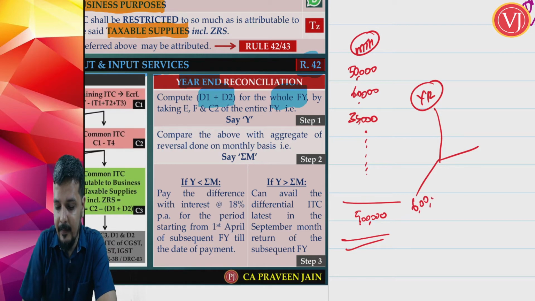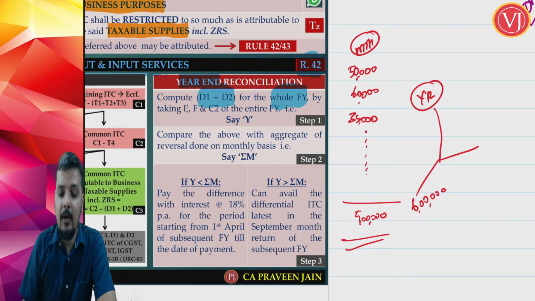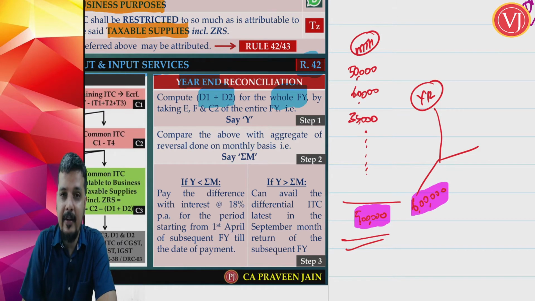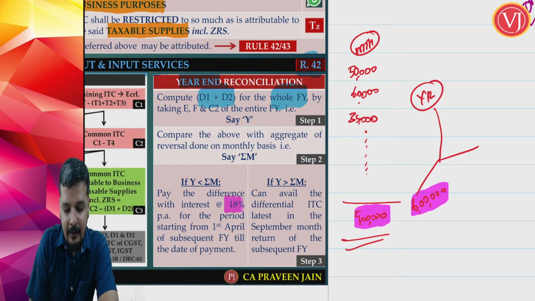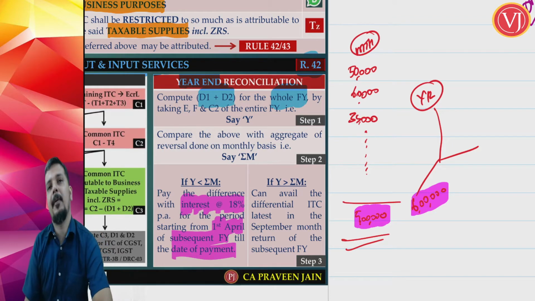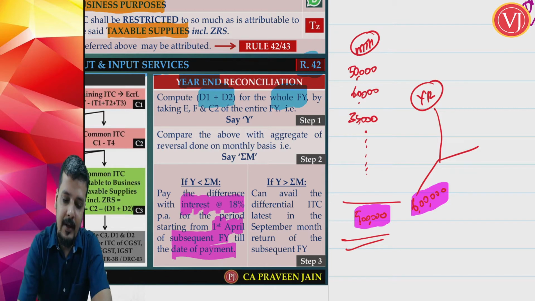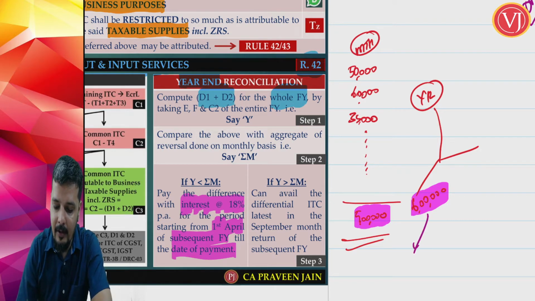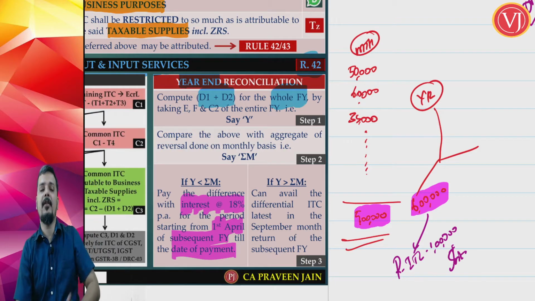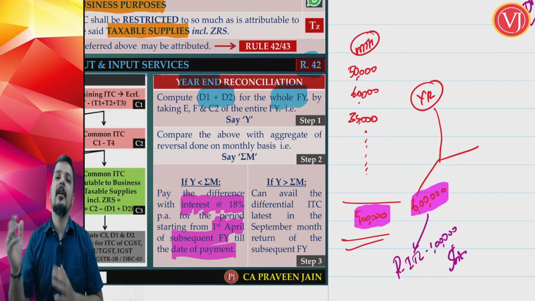6 lakhs. Now in that case, what you have to do? In a case where you have already done reversal of 5 lakhs, but the year end check tells that you should have done reversal of 6 lakhs, you should reverse one more lakh. That extra 1 lakh will be paid along with interest from 1st of April of the succeeding financial year till the date of payment. So you are going to reverse ITC of 1 more lakh along with interest at 18%, not right from the beginning. It will be from 1st of April of next financial year till the date of payment.